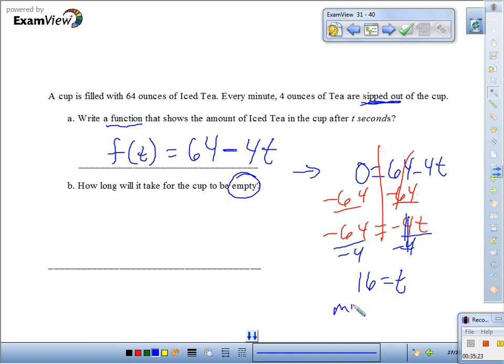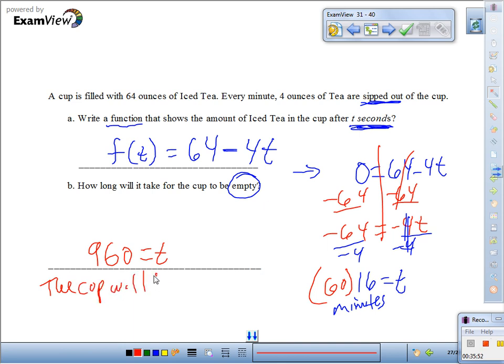But this is in what? Minutes. Do they want it in minutes? No. They want it in what? Seconds. So what can we do to this to find out the seconds? How many seconds in a minute? 60. So we multiply at the end times what? 60. So that gives us 960 equals t. So that means the cup will empty in 960 seconds. Thank you. Does that make sense? Yeah? Yes, Mr. Q.